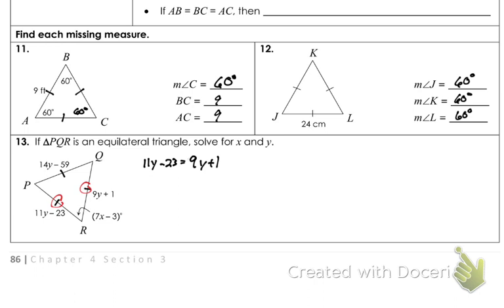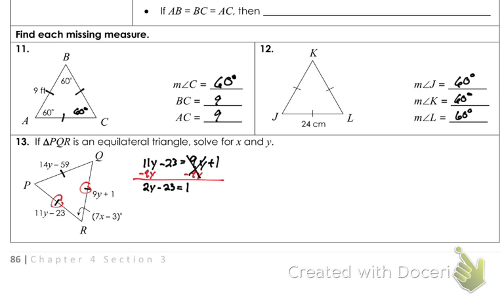That means I need to either get rid of the 11y or I need to get rid of the 9y. I'm going to get rid of the 9y. So I'm going to subtract 9y from both sides. 11y minus 9y is 2y minus 23 equals the 9y minus 9y. That cancels out. That's why I always cross it out. Equals 1.